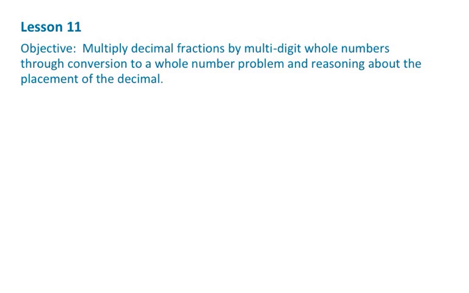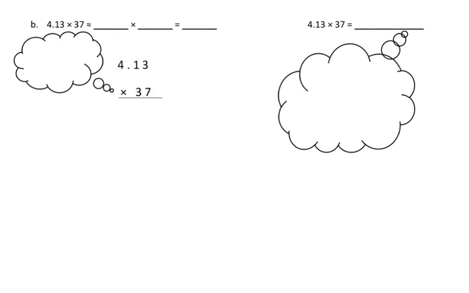This is grade 5, module 2, lesson 11, and this objective is to multiply decimal fractions by multi-digit whole numbers through conversion to a whole number problem and reasoning about the placement of the decimal. It sounds a lot more complicated than it really is. I do feel that as adults we solve these problems naturally, so what the Common Core is doing is trying to teach the students to think in this specific way.